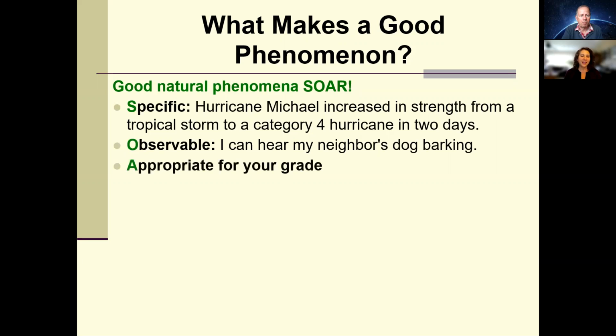So the A of SOAR is appropriate for your grade. And what this means is we're always asking students to explain phenomena using core ideas. And core ideas in kindergarten may not be sufficient to explain a phenomenon that you want to introduce to your kindergarten students. So you have to make sure they match. So if you're teaching high school, you want to make sure the phenomenon you pick actually needs to be explained with high school core ideas. So you want to make sure it matches the grade you're teaching.